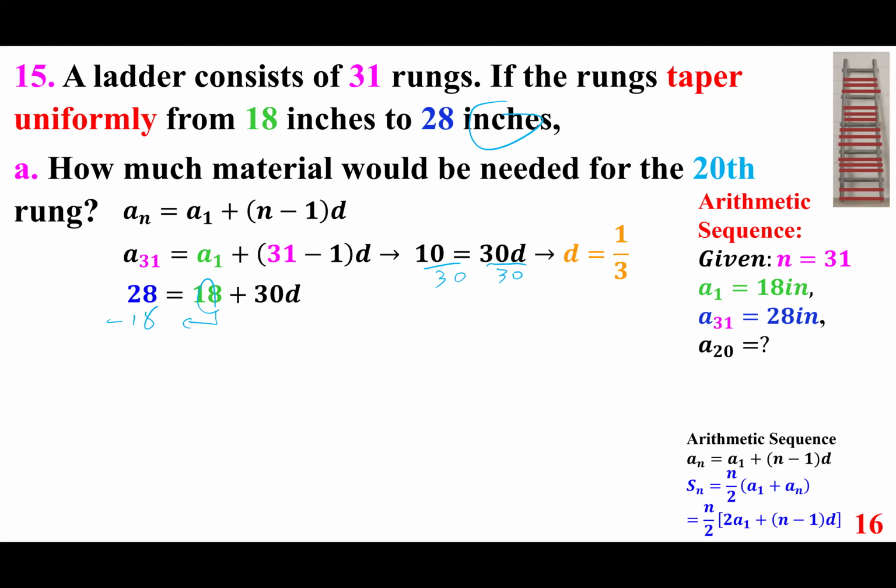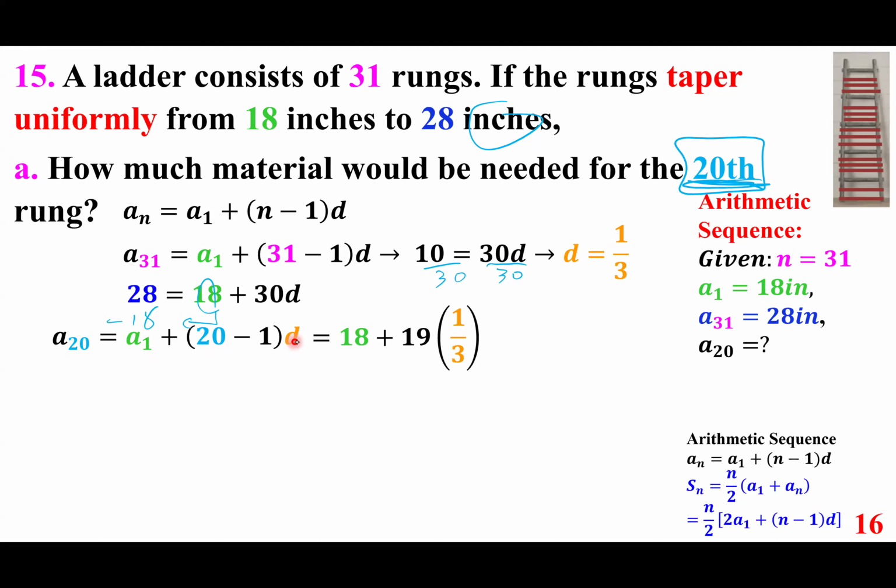All right, now we have the A sub 1 and we have the d, so we can find any term. More specifically, we are interested in finding A sub 20, which is A sub 1 plus 20 minus 1 times d. Just plug in, replace the A sub 1 with 18, and d with 1/3. I hope you see, 18 divided by 3 is 6 and 18 is 24, so 24 and 1/3. This is an easy way to add them up. Again, 18 divided by 3 is 6, and 8 is 24, but this is 19, so it gives you an extra 1/3.